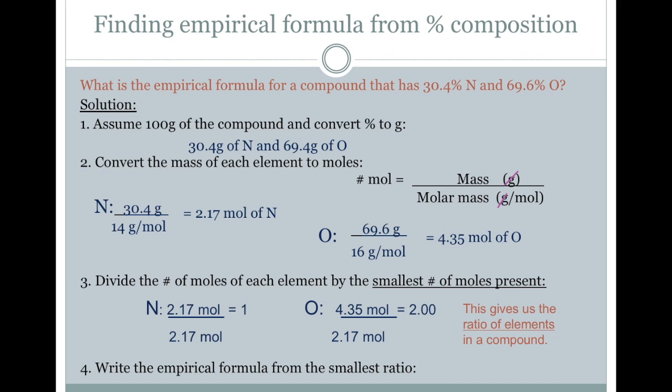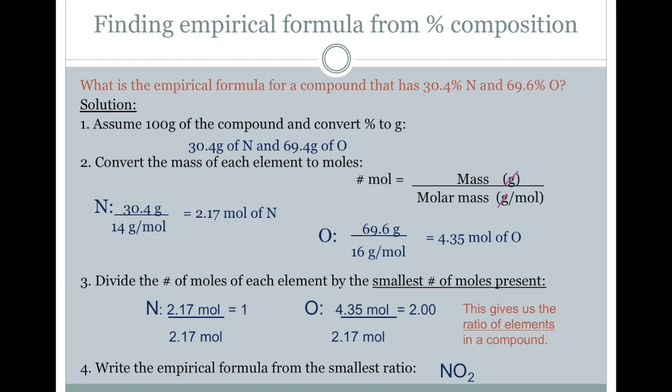So this tells us the ratio of elements in the compound. And then from that we can write the empirical formula. That's going to be NO2. And if you remember from the previous lecture, the least electronegative element goes on the left, so nitrogen goes on the left, oxygen on the right. So it's NO2.